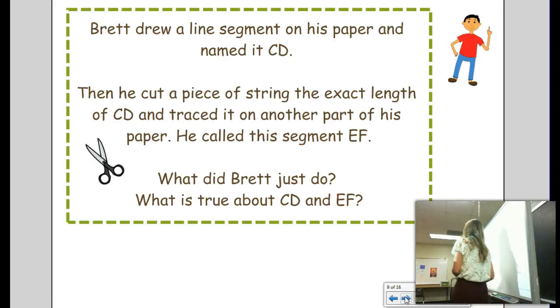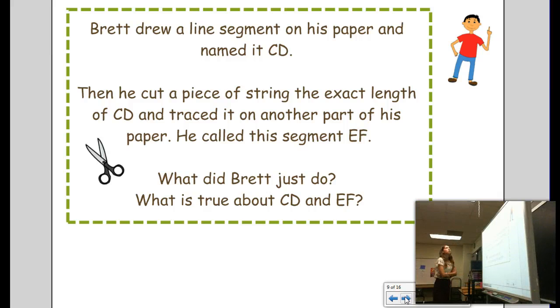All right, Brett. Brett drew a line segment on his paper and named it CD. Then he cut a piece of string the exact length of CD and traced it on another part of his paper. He called it segment EF. What did Brett just do? Raise your hand.